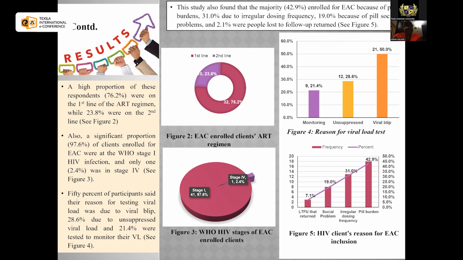So 50% of the participants said that their reason for testing viral load was due to the viral load routine, 28.6% due to unsuppressed viral load, and 21.4% were tested to monitor viral load. What this means is that when they come in, they have this viral load twice in a year, at 6 months and 1 year. When the viral load is not suppressed, you do the EAC for like 3 months. After the EAC, you do another viral load for them. So if the viral load is still high, then you have to change the medication to a second line.